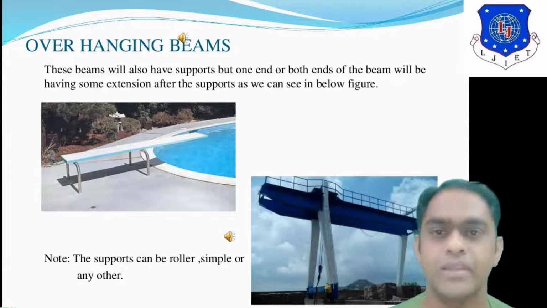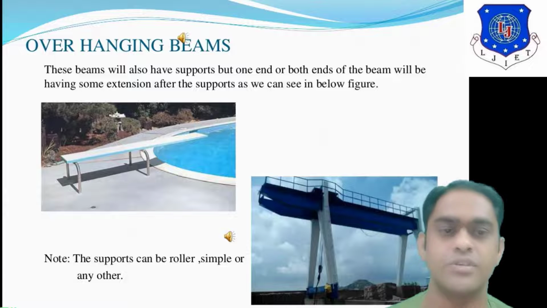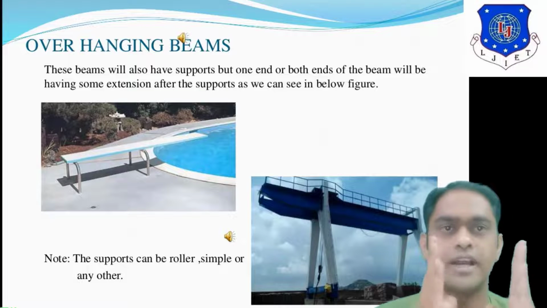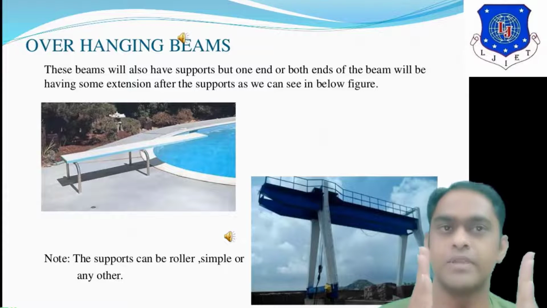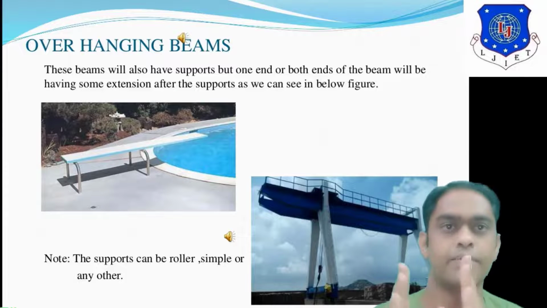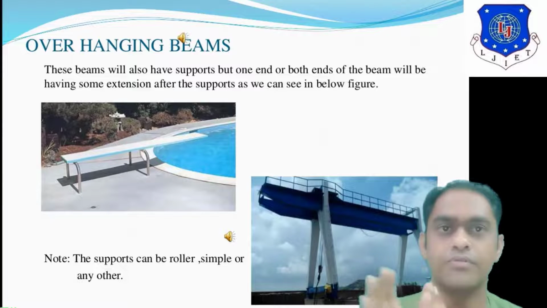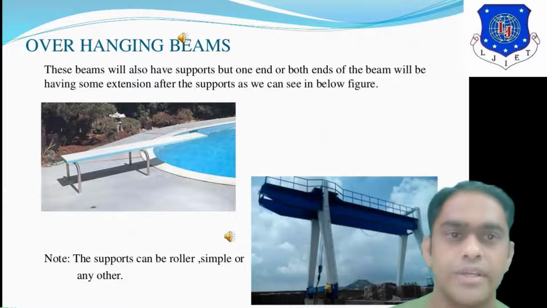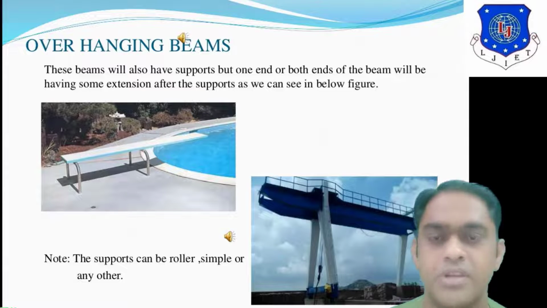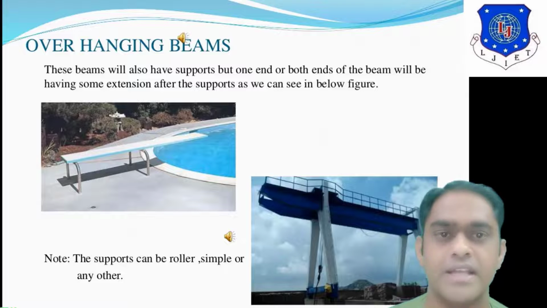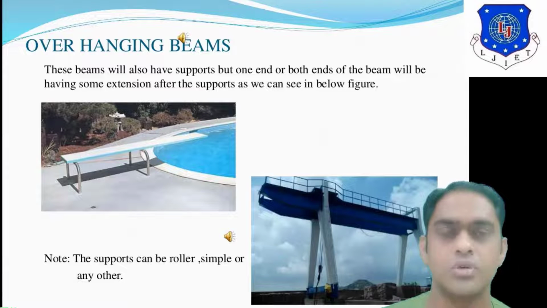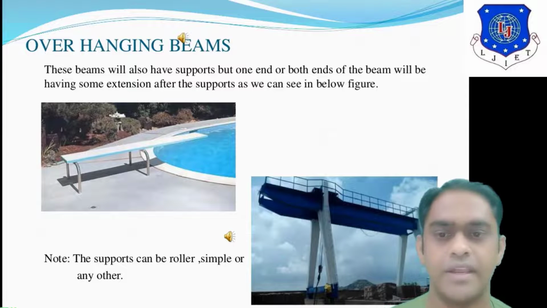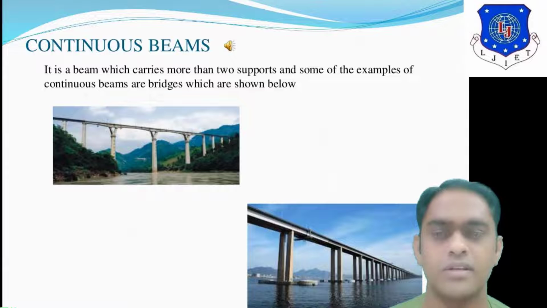Overhanging beams. Overhanging beams means what? As you can see in the figure, though there are two supports provided under the beam, some portion of the beam is left out from the support. This beam will also have supports, but one end or both ends of the beam will have some extension after the support, as we can see in the figure below. So by this extension, these beams are known as overhanging beams. The support can be roller, simple or any other.